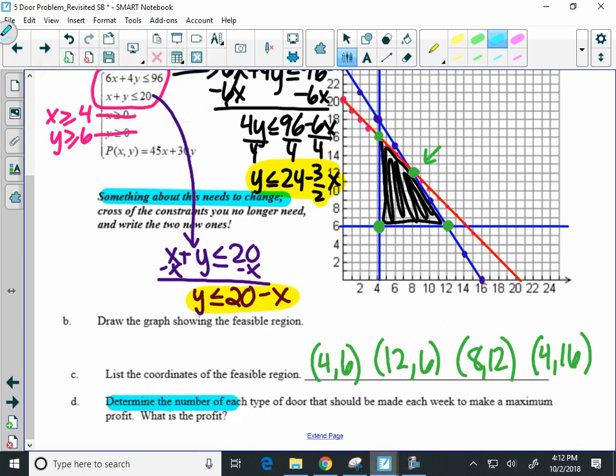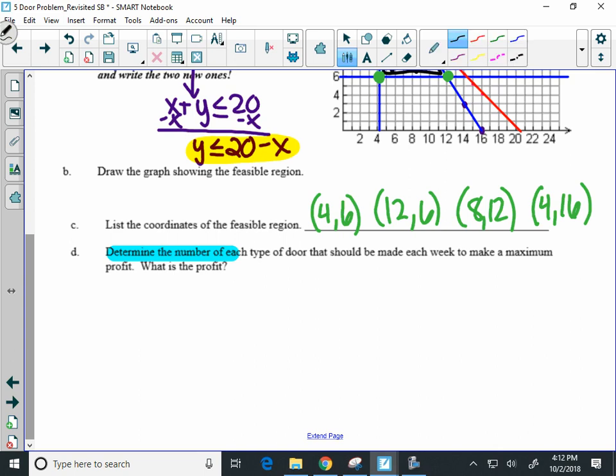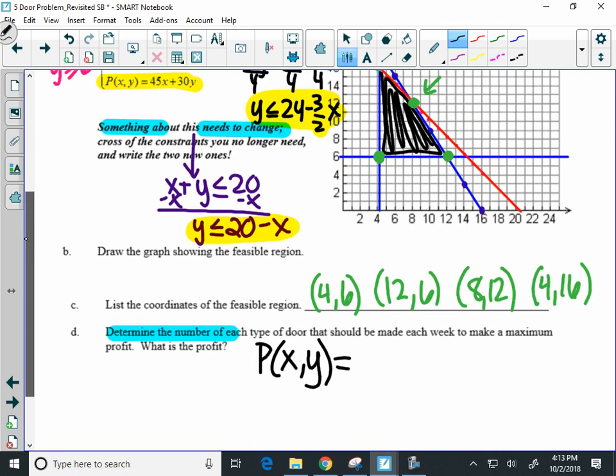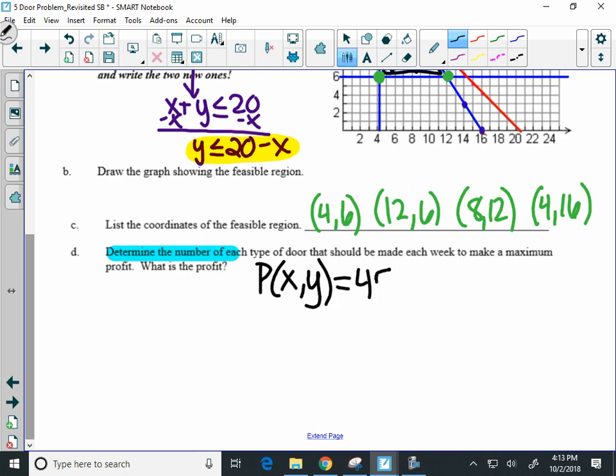Great, sorry about that. So we are going to take each of those ordered pairs and put them into the profit function, which is up here, that you found the other day, to determine which one gives us the maximum profit. All right, so let me bring this down a little bit. So we had our profit function. Let me rewrite it here. The profit between the exterior and interior doors is $45 for an exterior door and $30 for an interior door.